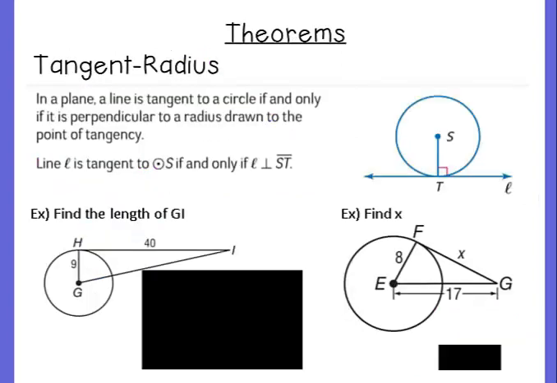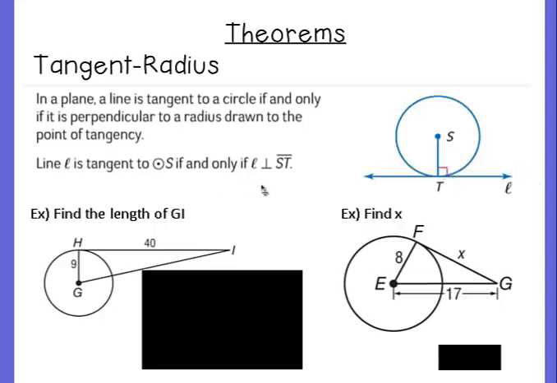Okay, hop on over to your theorems page. The first theorem we're going to fill in today is the tangent radius theorem, which basically says that if you have your radius and your tangent line intersecting at the point of tangency, so here's point T, it's the point of tangency, it's where that tangent line L touches our circle. So when your radius and your tangent line intersect at the point of tangency, they're always going to be perpendicular. So your radius and your tangent line intersect and create a right angle. They're always going to be perpendicular.